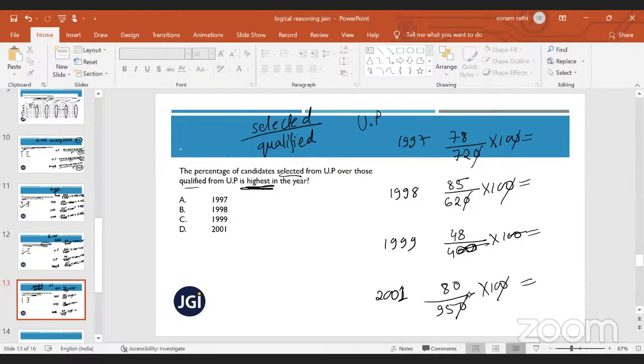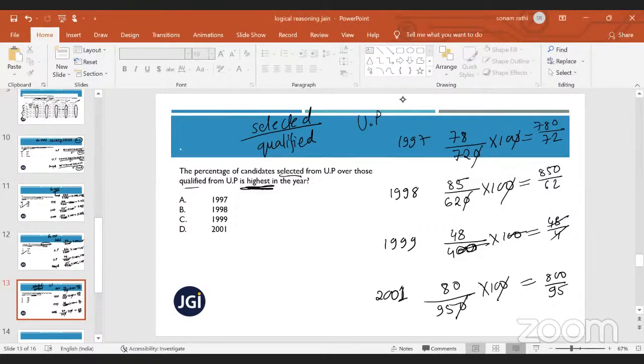So the zeros cancel. So 870 upon 72, 850 upon 62, 48 upon 4 and 800 upon 95. Calculate it and then tell me which one is the highest. There's no shortcut to it. You have to do the calculation.